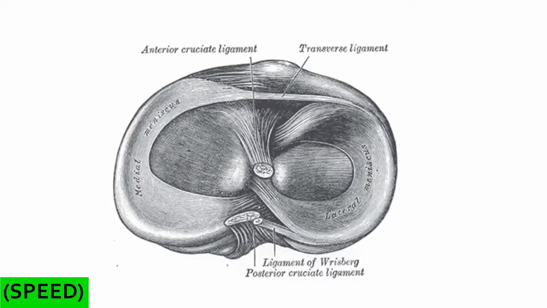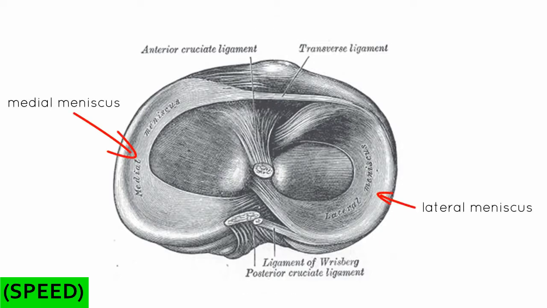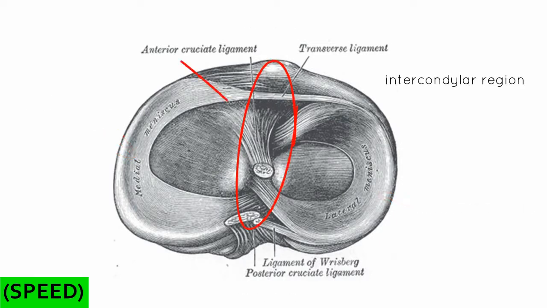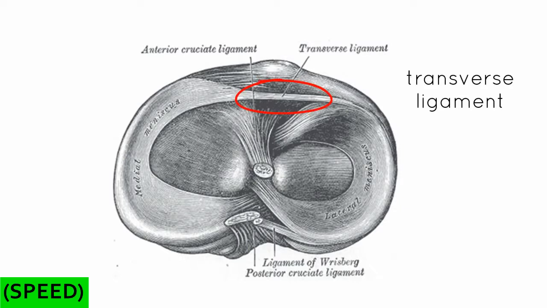We're looking at the exact same view, looking superiorly at the tibial plateau, with anterior up here and posterior down this side. You can see these crescent-shaped menisci: a medial meniscus and a lateral meniscus, and you can see how they attach in this central intercondylar region. You've also got the anterior cruciate and posterior cruciate ligaments attaching in this intercondylar region. Anteriorly, there's a ligament which connects the two menisci. This is called the transverse ligament.